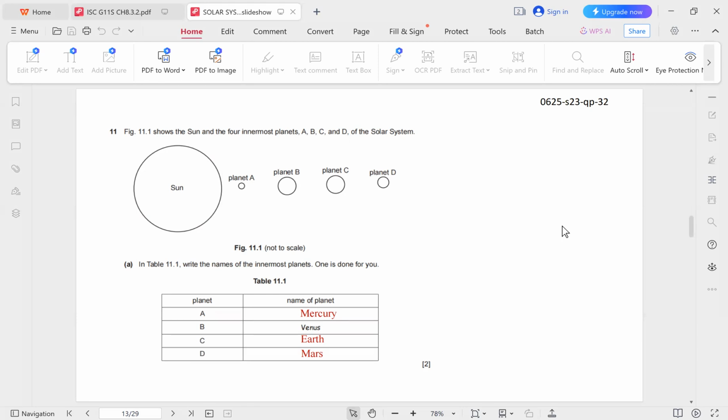And I want you to notice that Mercury is very small compared to Venus and Earth. So this is Mercury, this is Venus, this is Earth, and this is Mars. Venus and Earth are somewhat similar sized. Maybe Earth is a little bit larger, but Mercury is much, much smaller than the rest. And it's also the closest planet to the sun.